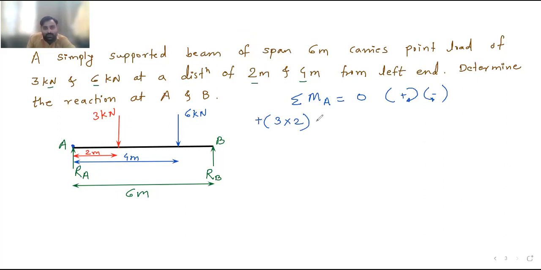Clockwise. So this is plus. Similarly, this will also be plus. This 6 kilonewton, we took it a little down and rotated it toward A. So this is the direction. This is also clockwise.